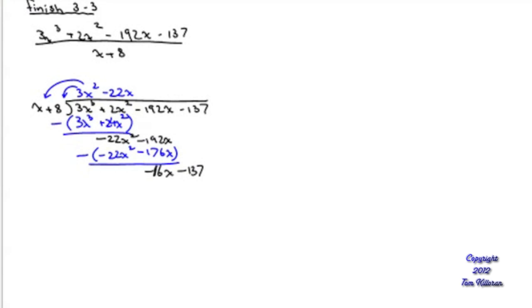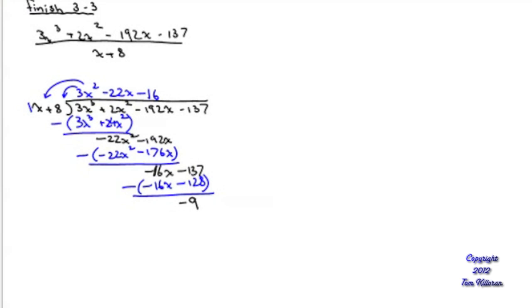What times x gives you negative 16x? Negative 16. That's why it's nice when it's a lead coefficient of 1 over here. So this gives us negative 16x, and it's going to give me a negative 128. Again, we take this whole thing and change all the signs. That's a positive 128, which leaves me a grand total of negative 9. So there's my remainder.